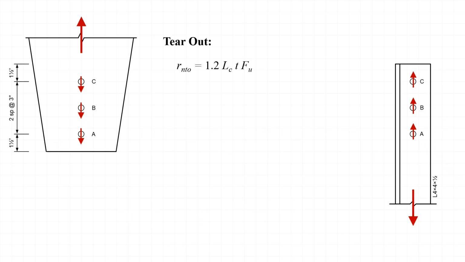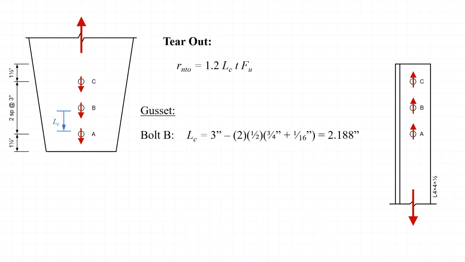When we look at bolt B, we'll start off with a gusset plate, where the clear distance is measured from the bottom edge of hole B to the top edge of hole A. Thus, L sub c can be calculated as a center-to-center hole spacing, 3 inches, minus 2 times 1/2 of the hole diameter, which is 3/4 of an inch plus 1/16 of an inch. Thus, we get 2.188 inches for the clear distance for bolt B on the gusset plate. Substituting this value into the nominal strength equation, along with the plate thickness and tensile strength, we get a nominal strength of 95.18 kips per bolt.